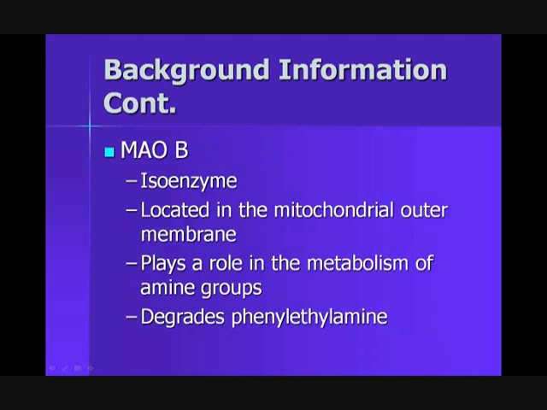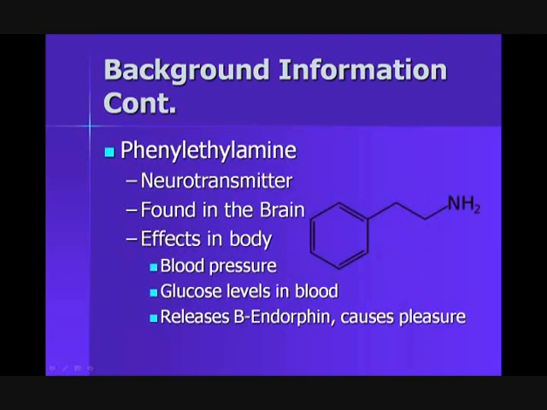Okay, the second type of enzyme is the isoenzyme MAOB. It is located in the outer mitochondrial membrane. It plays a role in the metabolism of amine groups, and its function is to degrade phenylethylamine. Phenylethylamine is a neurotransmitter that is found in the brain. Its effects in the body include an increase in blood pressure and glucose level in the blood, and it releases beta-endorphin, which is known to cause pleasure.